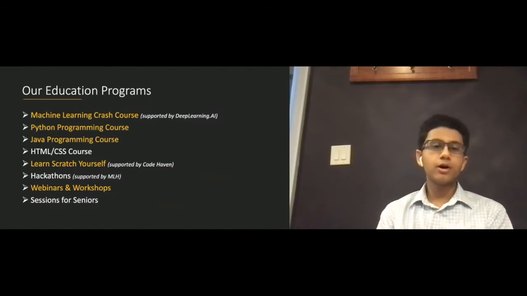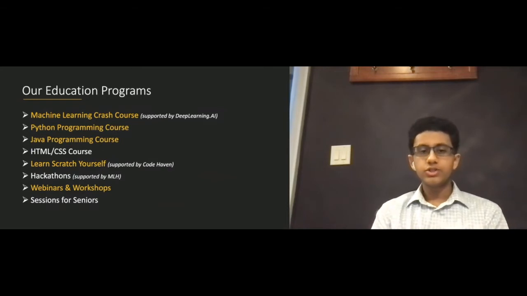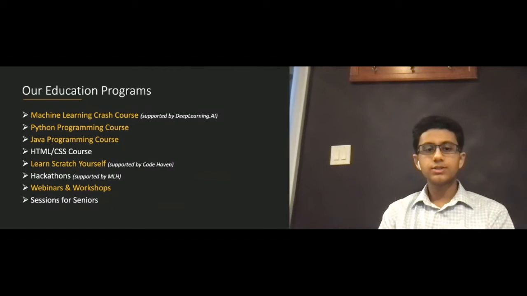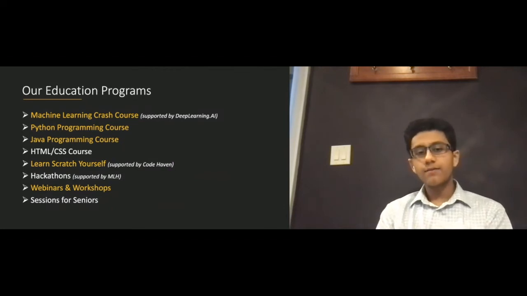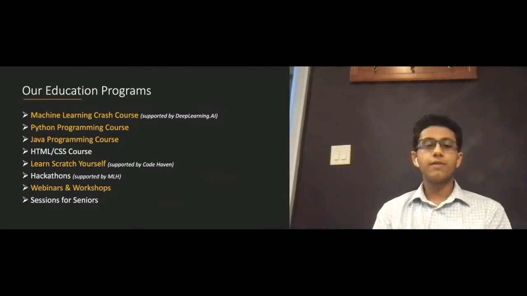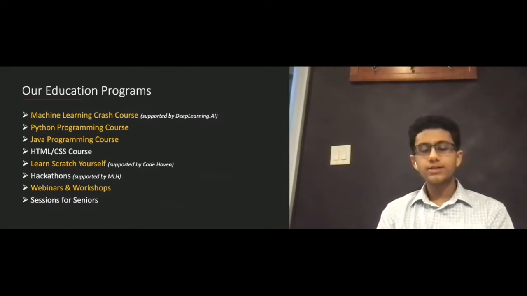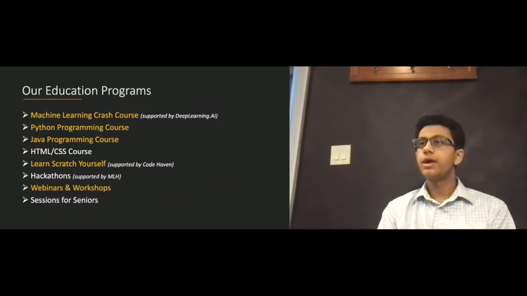Continuing on, we have a Python programming course and a Java programming course, which our Python and Java teams run. We have an HTML CSS course, which our HTML CSS team runs. We also have an activity called Learn Scratch Yourself, which is just a link on our website, supported by Haven, another one of our education partners. On that webpage, we talk about what Haven is, and then there's a link to their online curriculum. And I believe there's a session earlier today about their online curriculum, so you might be a little familiar with that already.